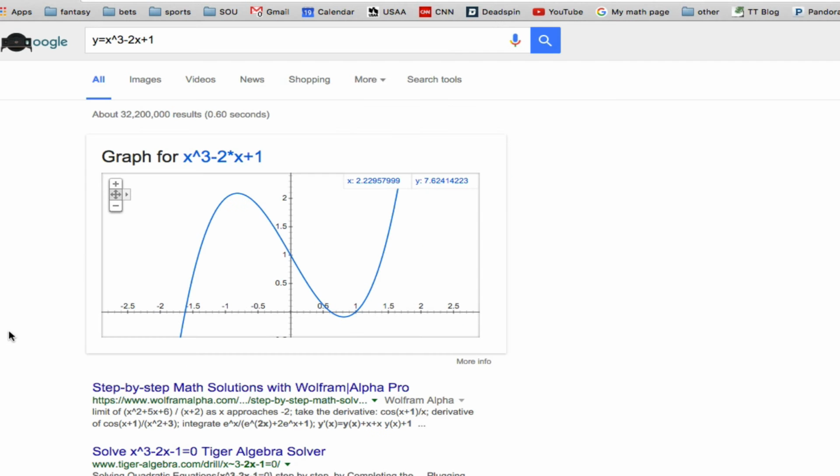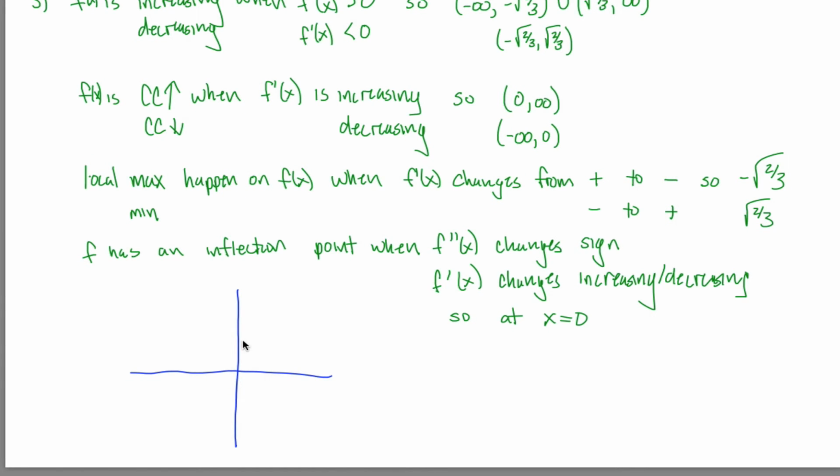Maybe I should make sure I get my y-intercept right. It looks like the y-intercept is at 1 here. And then we just barely dip below the x-axis. And yeah, I think I can draw this thing. So I got something that kind of looks like this and then goes up that way. And then we sort of have it going like this. This point right here is at the negative square root of 2/3, and this point right here is at the square root of 2/3.